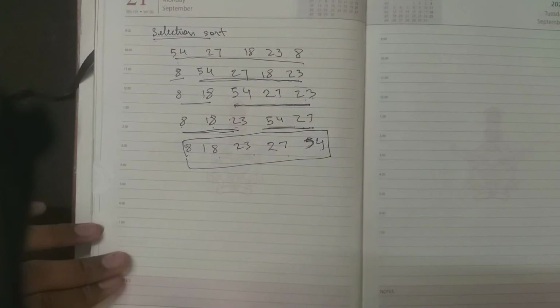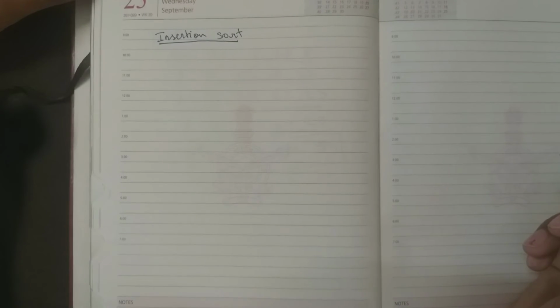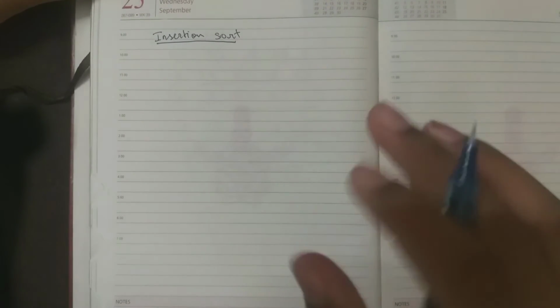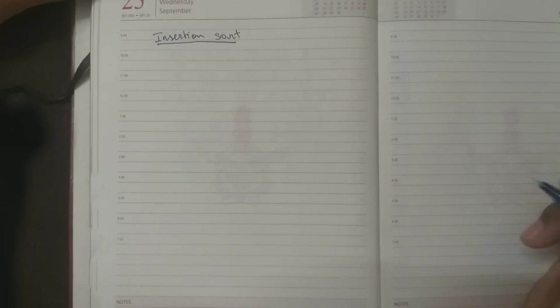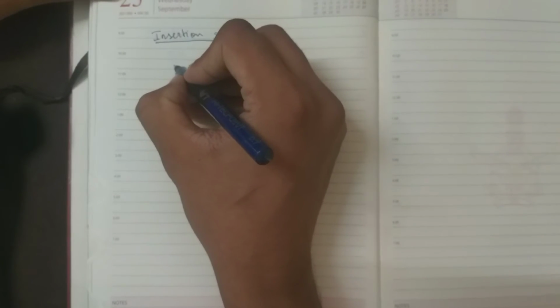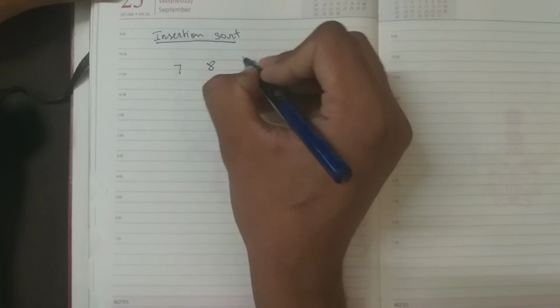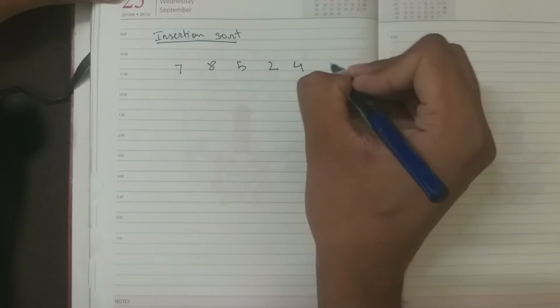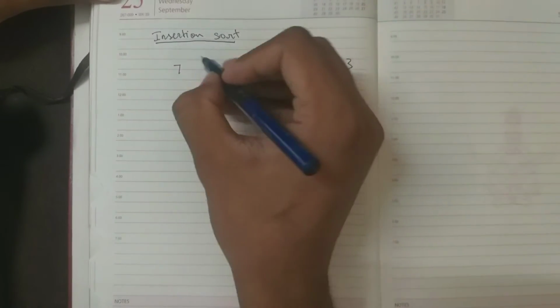Now we'll move on to insertion sort. So insertion sort is also another simple sorting algorithm. To explain this, I will take another array, let's take 7, 8, 5, 2, 4, 6, 3. Okay.